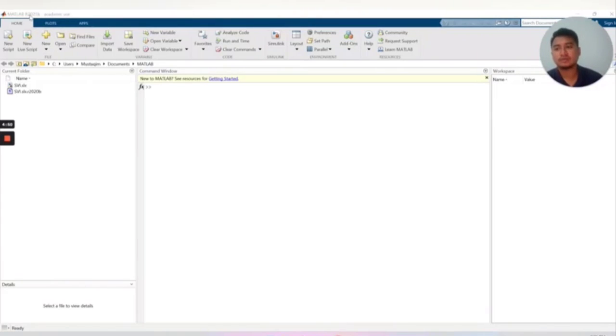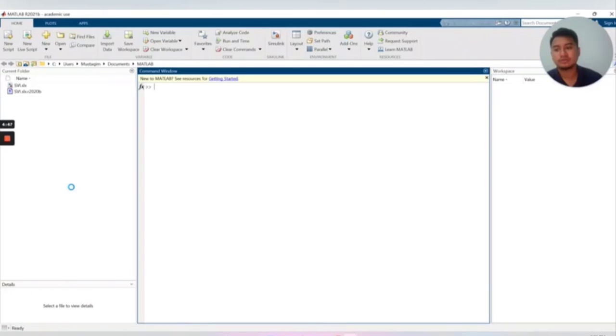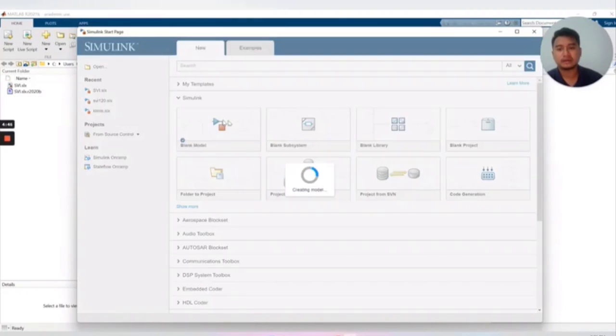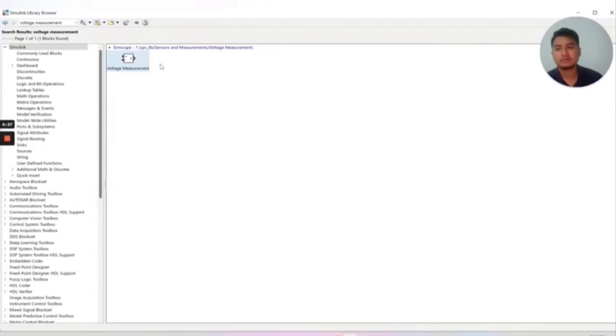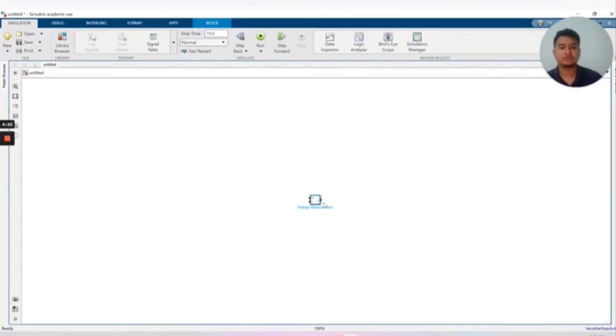Okay, first, when opening MATLAB, create a new Simulink model and choose blank model. After that, to pick the component, simply click Library Browser, and here we can find our component like voltage measurement and add the block to the model. After adding it, the component will automatically be in this workplace.